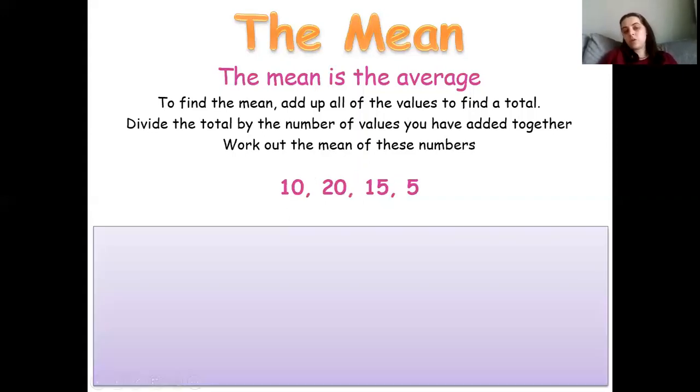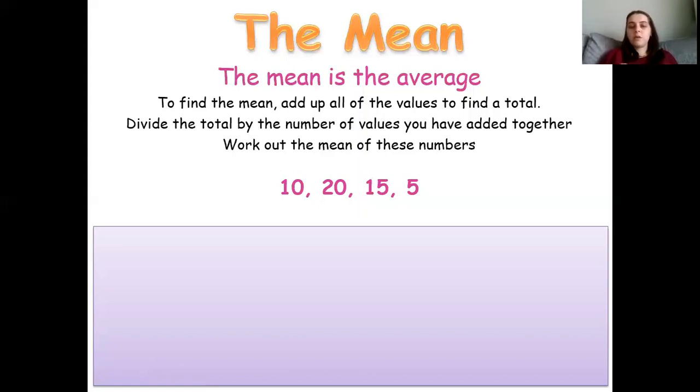Okay, so here's another one for you. We'll try and go through this one together before you do some on your own. Okay, so you've got 10, 20, 15, and 5, and you're going to find the mean, which is the same as the average of these numbers. So the first thing you're going to do is add them all together.